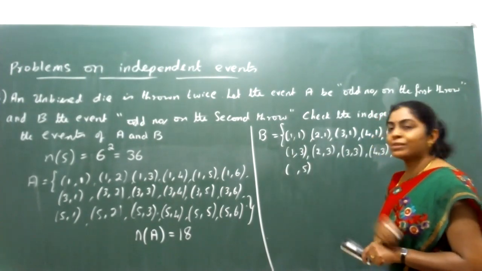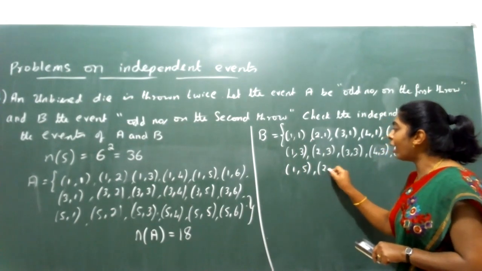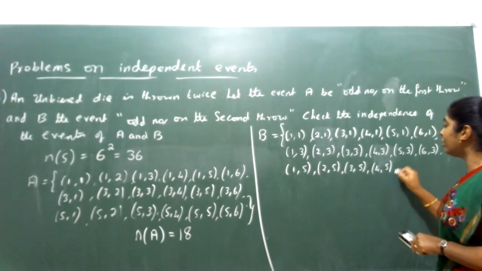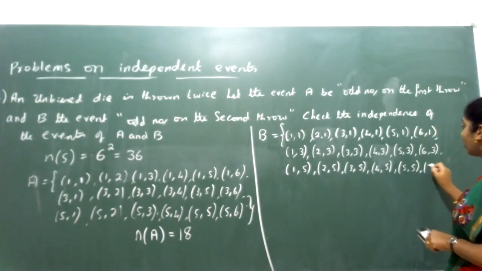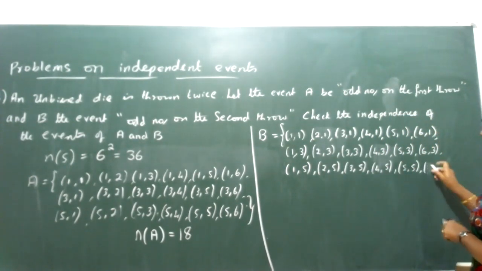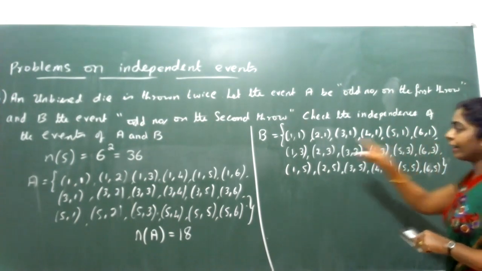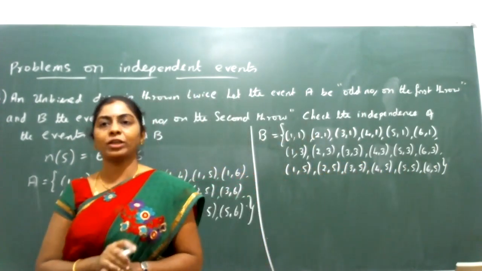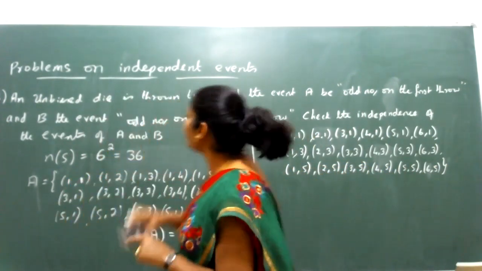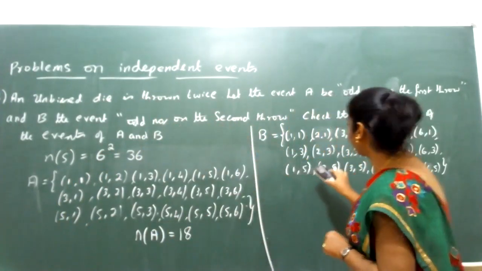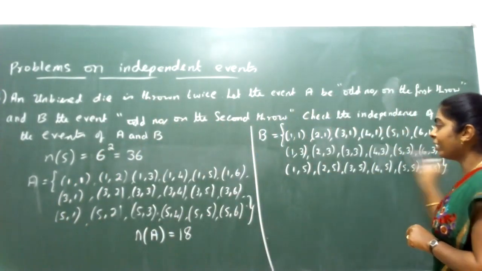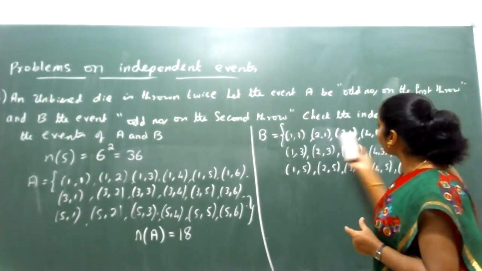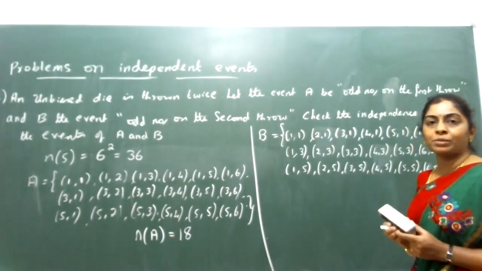Similarly, the next odd number is 5, whereas on the first row, I will consider all the 6 numbers. So the possible odd numbers I can choose are 1, 3 and 5. These are the only possible 3 odd numbers I can consider. On the second row, they have told that it is an odd number, so the possible odd numbers are 1, 3 and 5, whereas on the first row, I have taken 1 to 6, all possible cases.